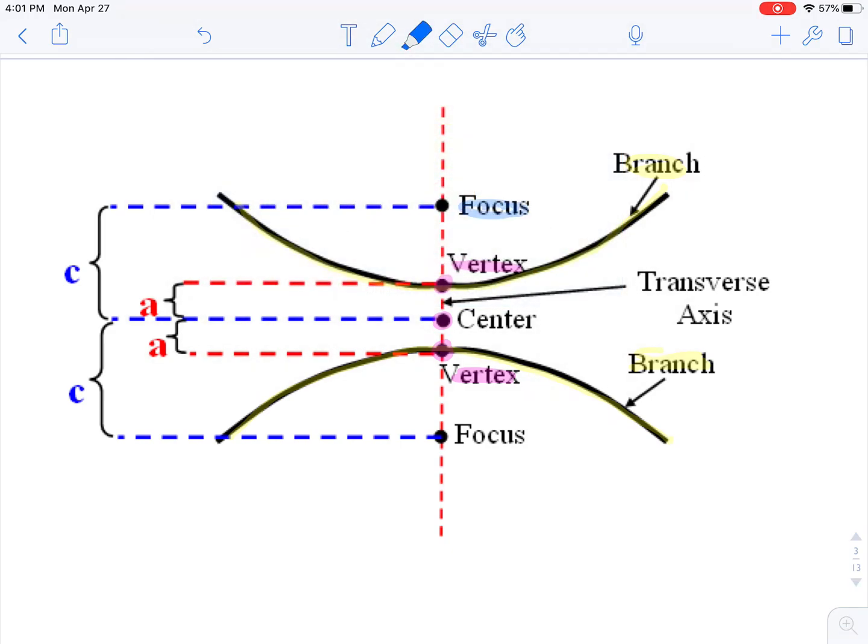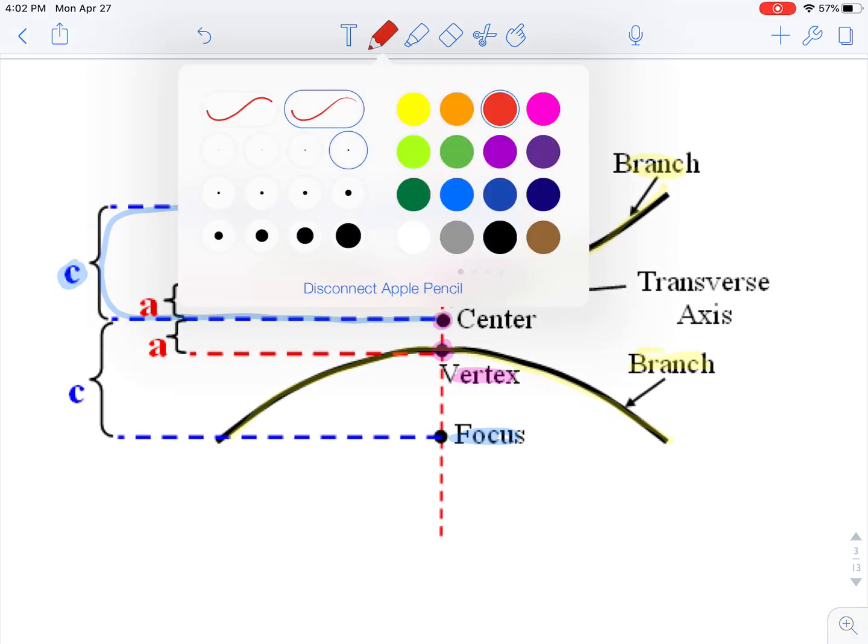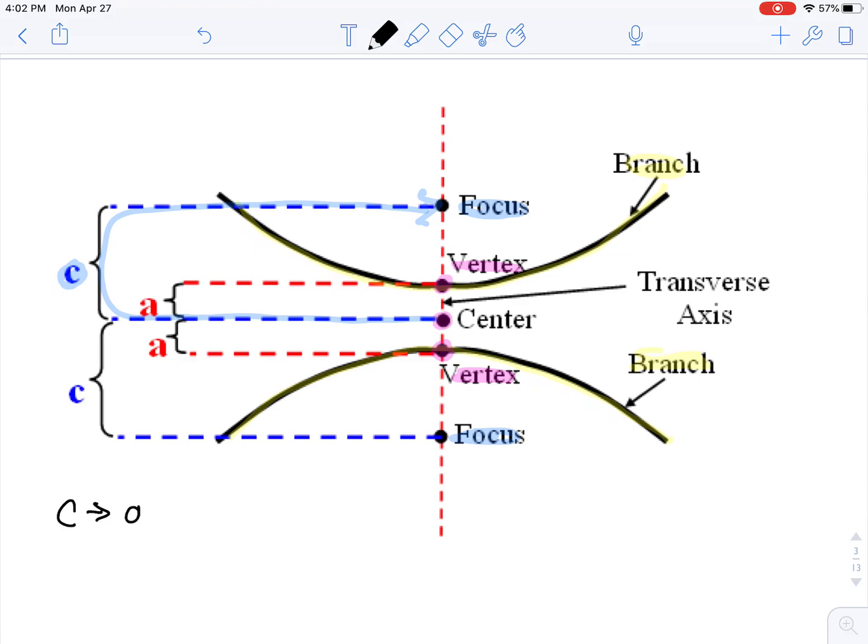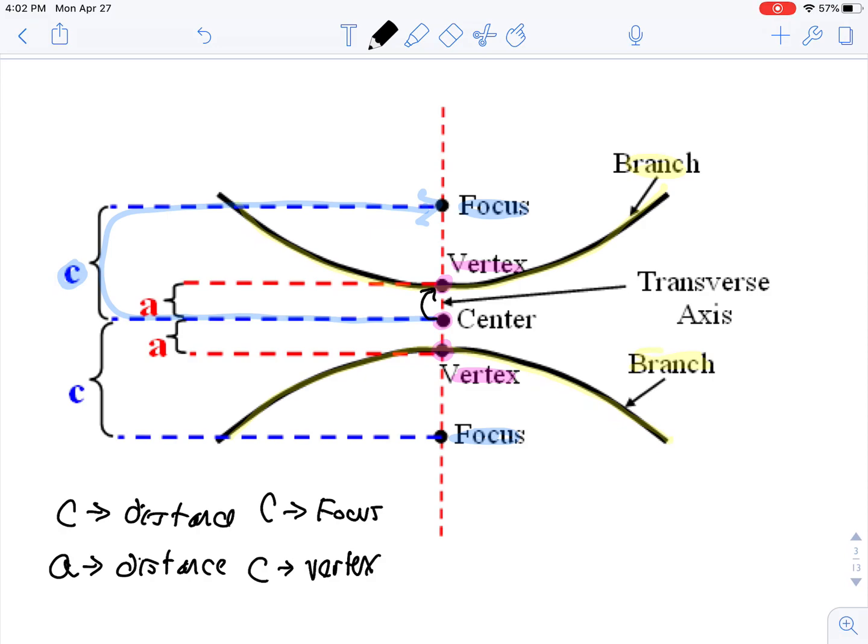There are going to be two focal points. Just like in the ellipse, the focal points are going to be inside the branches. Just like in the parabolas, the focal points are inside the branches as well. Then we can talk about the distances. The distance from the center point to the focus point is that C value. That is no different. I'm going to write it down here at the bottom. That's no different in the hyperbola than in the ellipse. The C value is the distance from the center to the focus. The A value is the distance from the center to the vertex.